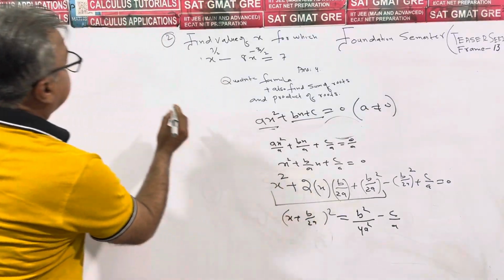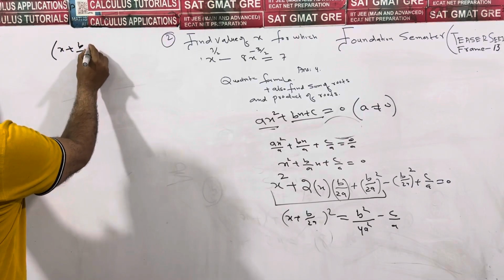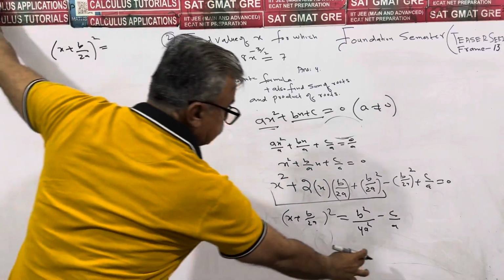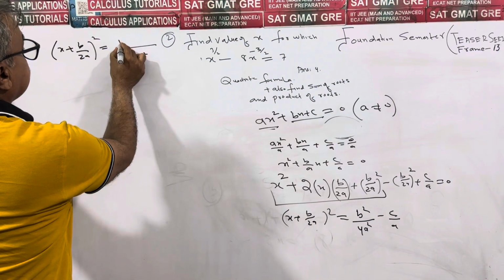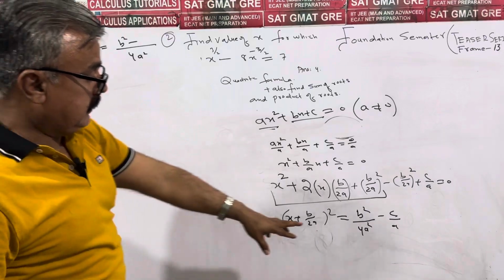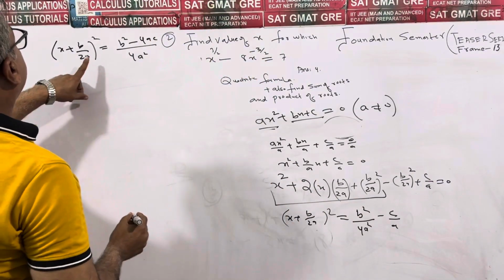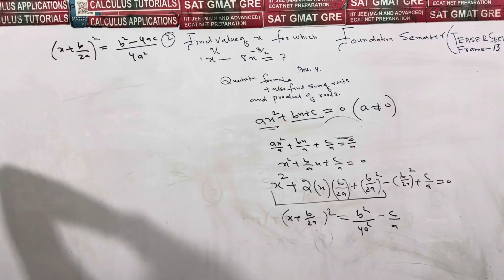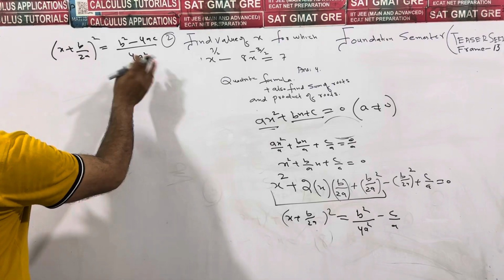Let me write this step here. x plus b over 2a whole square. Taking LCM, 4a squared is the LCM: b squared minus 4ac. I am interested in x. I have to solve for x. In order to prove the quadratic formula, I am interested in x. Taking square root on both sides.